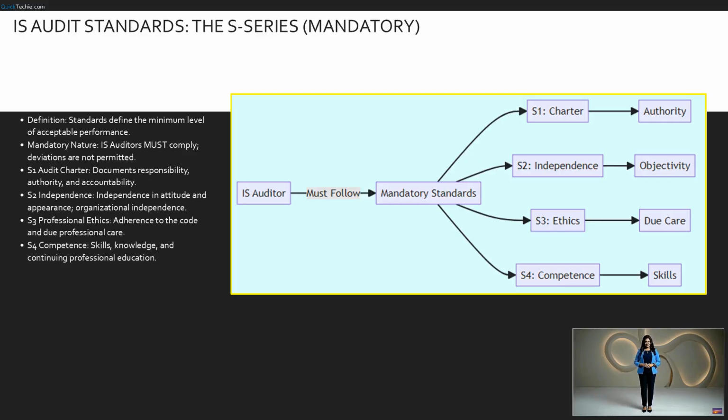Here we see the direct line of responsibility. The auditor must follow mandatory standards. We break out the first four key standards here. S1 ensures you have authority via the Charter. S2 ensures objectivity via independence. S3 ensures due care via ethics. And S4 ensures you have the skills via competence. This flow represents the personal and organizational prerequisites before an audit even begins.